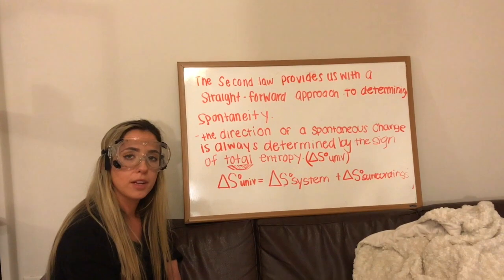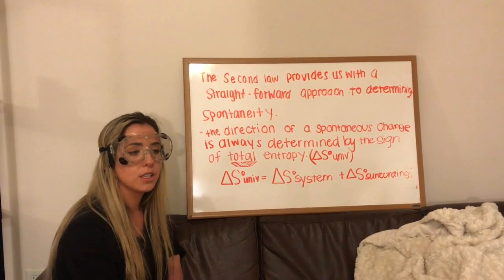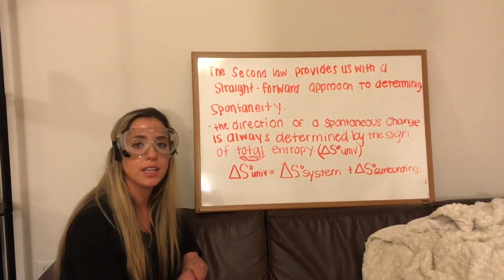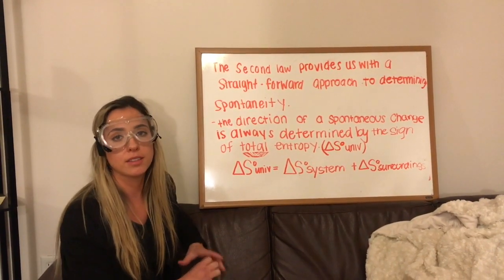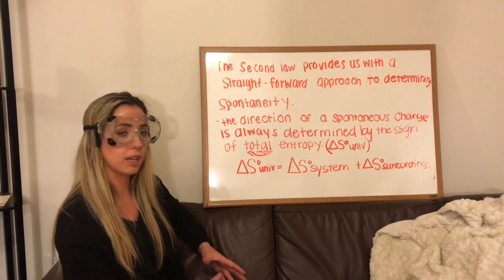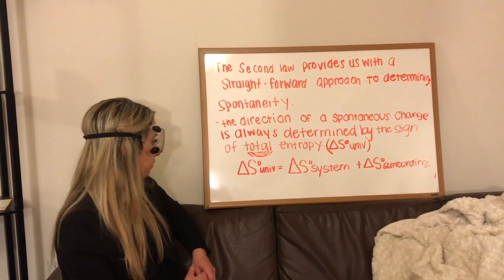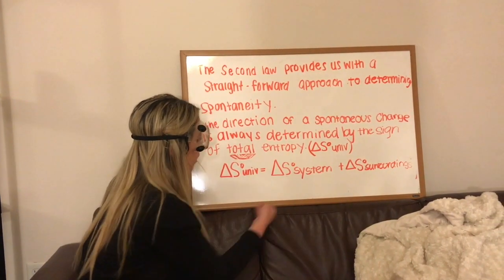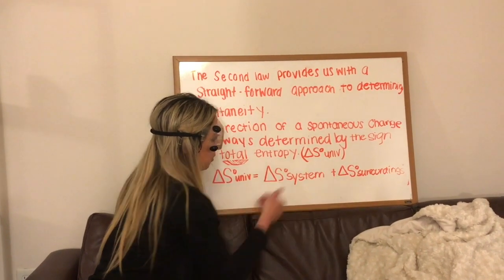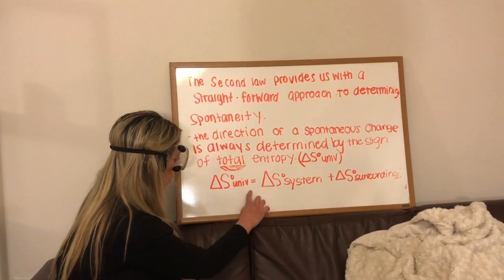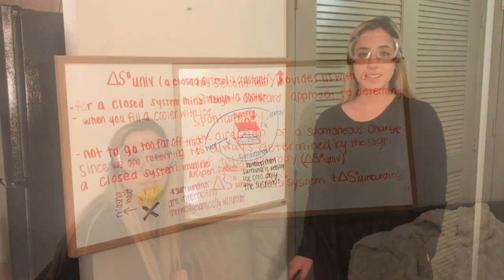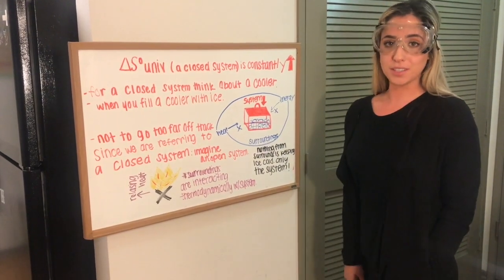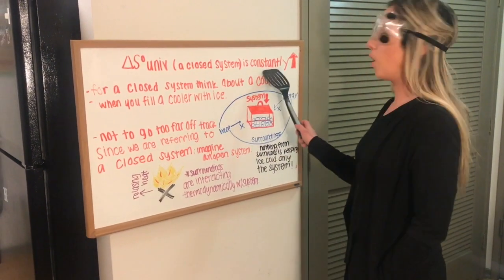So the second law of thermodynamics provides us with a straightforward approach to determining spontaneity. Okay, so the direction of a spontaneous change is always determined by the sign of total entropy, which is labeled as delta S universe. So how to solve for delta S universe, we use this equation. We take the entropy of the system plus the entropy of the surroundings in order to solve for the total entropy. The second law of thermodynamics also states that the delta S of the universe is a closed system and that it's always increasing.